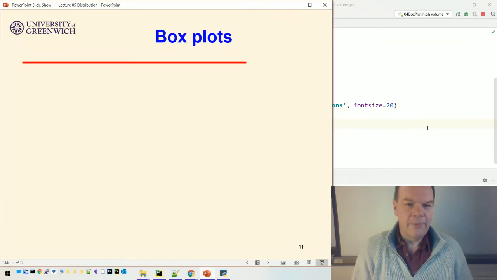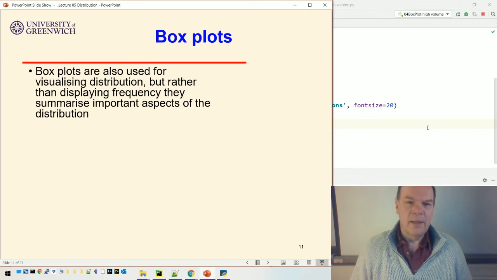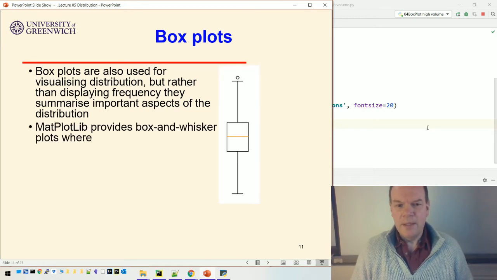Okay, so another way of looking at the distribution is via box plots. They don't display frequency as such. They summarize some of the important characteristics of the distribution. So they're known as box and whisker plots fully because you get a picture like this with a box in the middle, which contains most of the distribution, and then whiskers showing the limits.